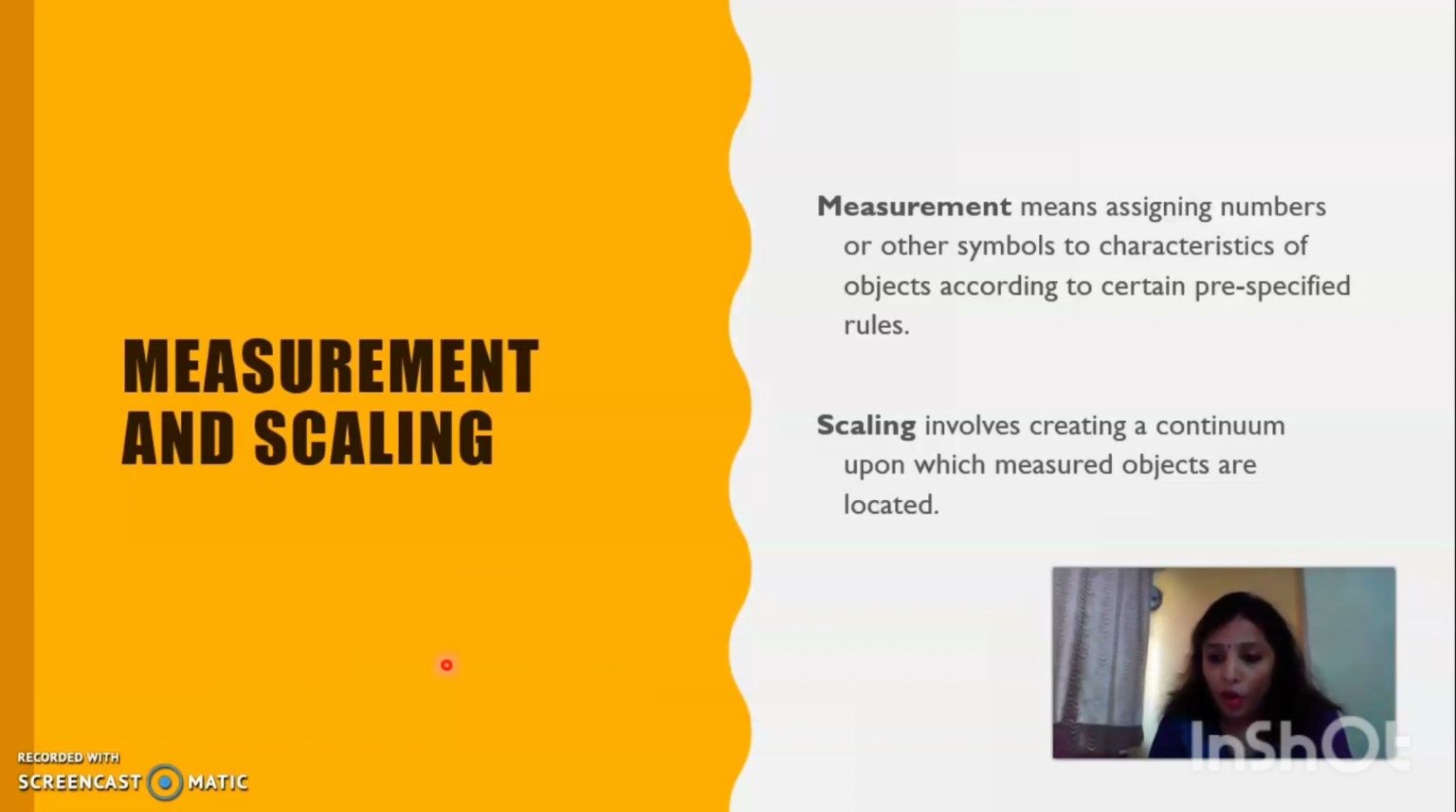So for that, there are various types of scales which we need to learn so that accordingly we can devise our questionnaire in a proper way. So measurement means assigning numbers or other symbols to characteristics of objects, and scaling means we are trying to create a spectrum of all the possibilities, and all those possibilities we will try to measure by giving them appropriate numbers. Say, for example, a researcher wants to know about apples.